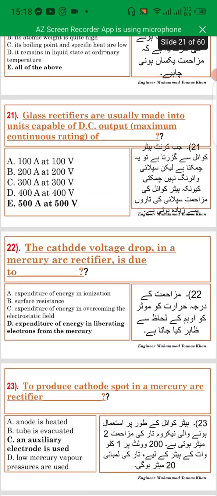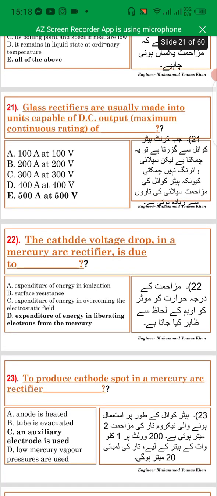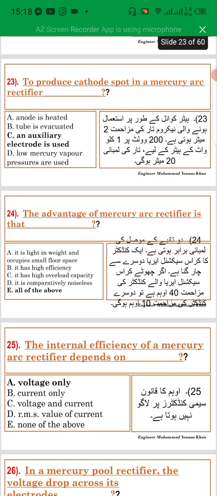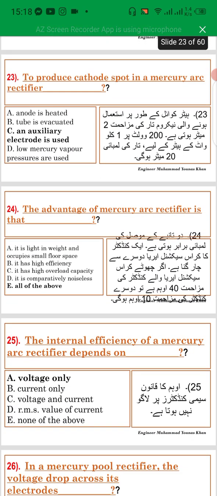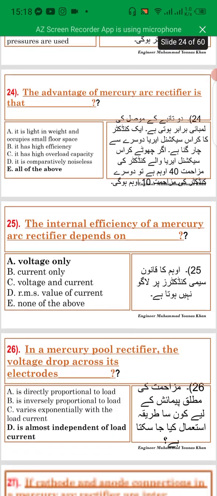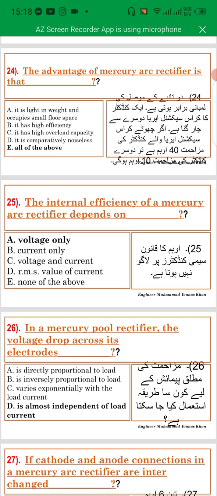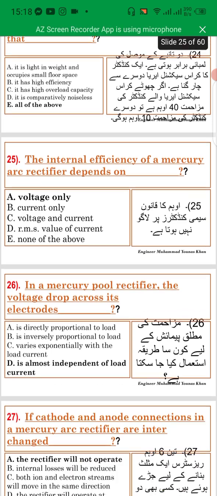Glass rectifiers are usually made into units capable of DC output, maximum continuous rating of 500 ampere, 500 volt. The cathode voltage drop in a mercury arc rectifier is due to expenditure of energy in liberating electrons from the mercury. To produce cathode spot in a mercury arc rectifier, an auxiliary electrode is used. The advantage of mercury arc rectifier is that it is light in weight and occupies small floor space. It has high efficiency, it has high output capacity, it is comparatively noiseless.